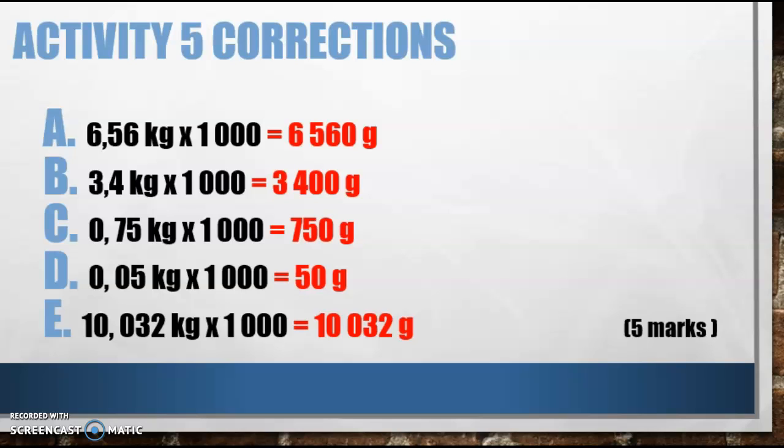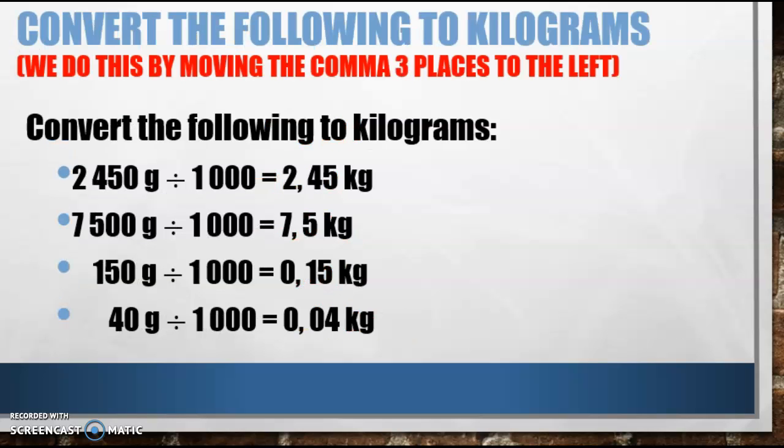Activity 5 corrections are as follows. Please correct your work. Next, we're going to look at converting the following to kilograms. We do this by moving the comma 3 places to the left. Let us do some examples.